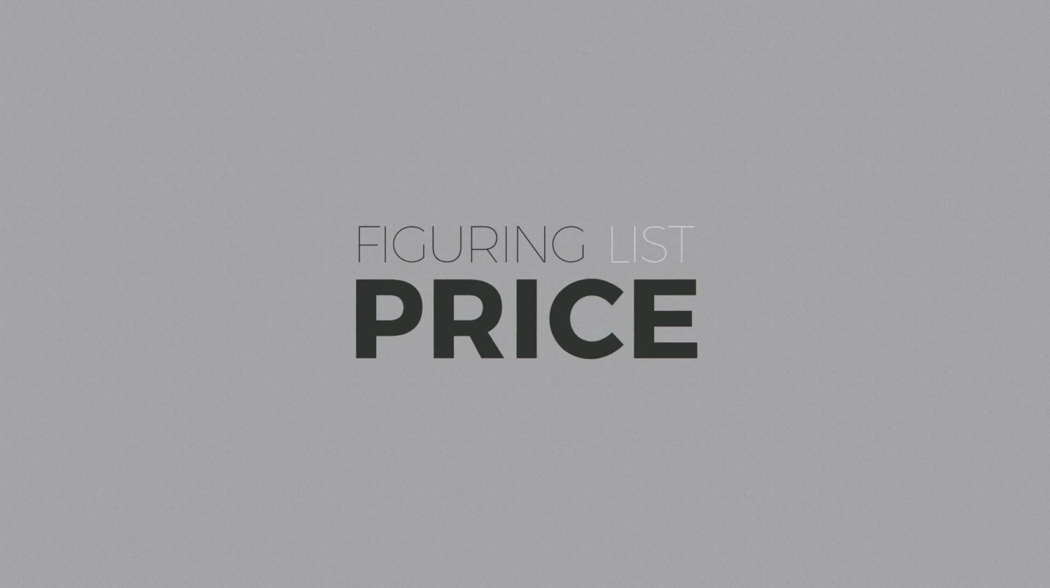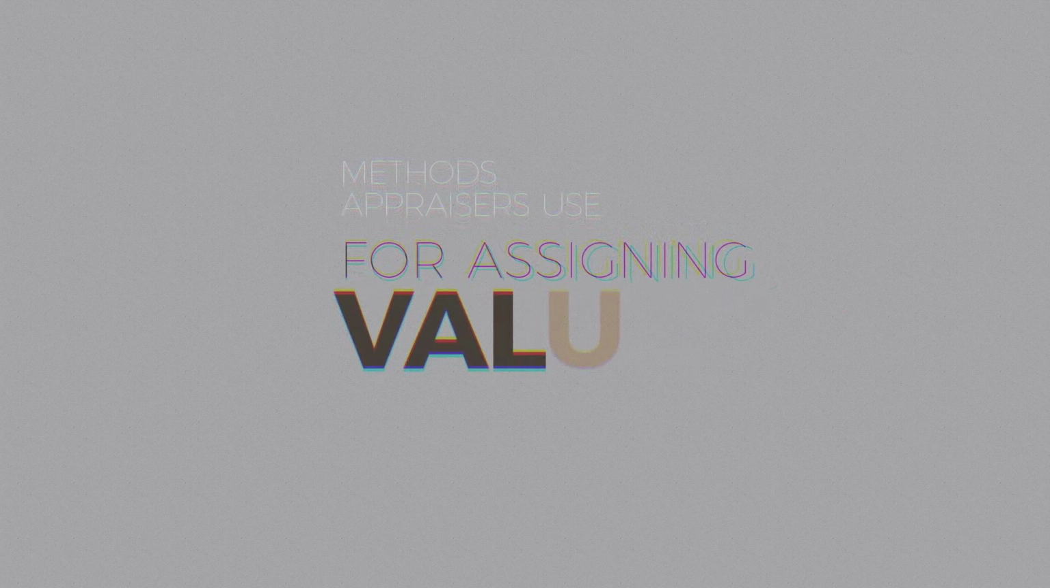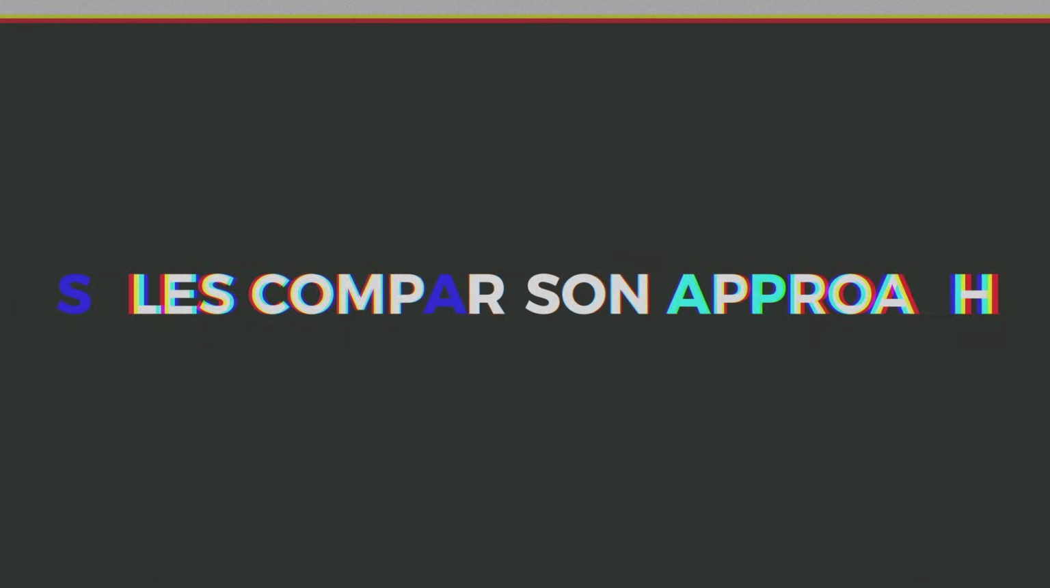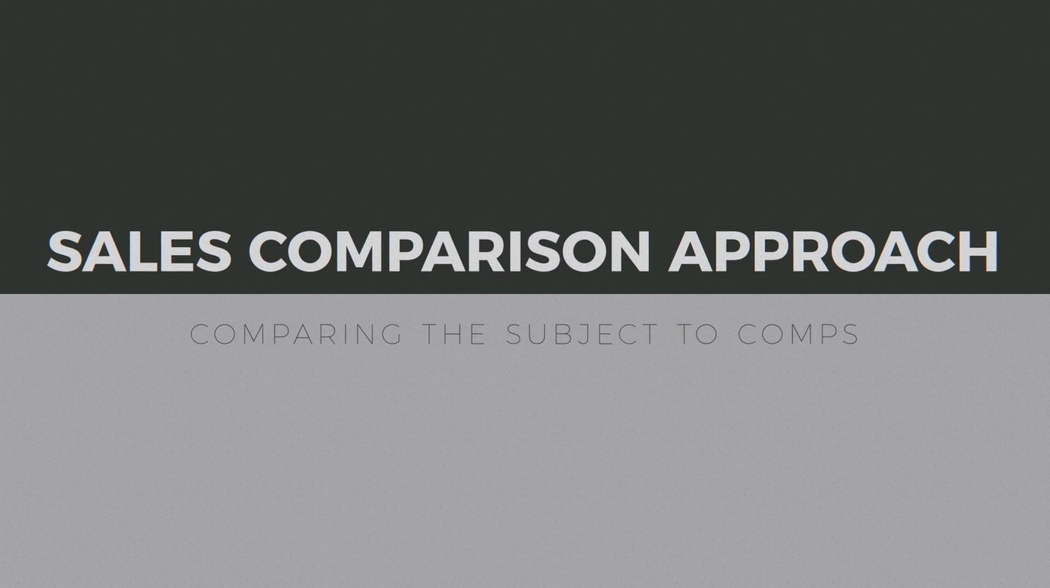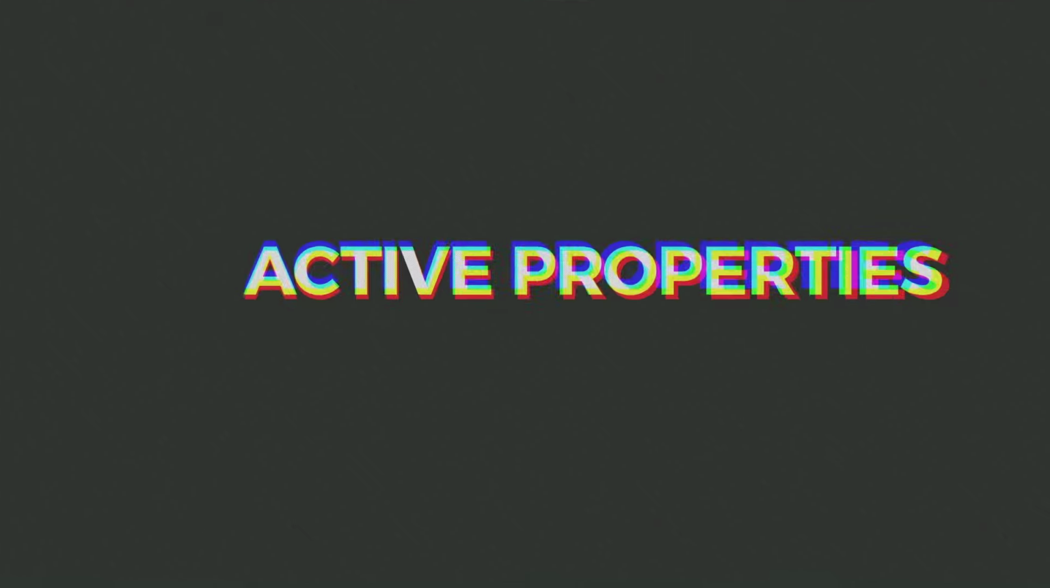Appraisers use three methods when assigning a value to property: the cost approach, the sales comparison approach, and the income approach. The sales comparison approach, or market comparison, is by far the most widely used method. This method compares the subject property, or the property they are valuing, to properties that are currently active and properties that have recently sold.